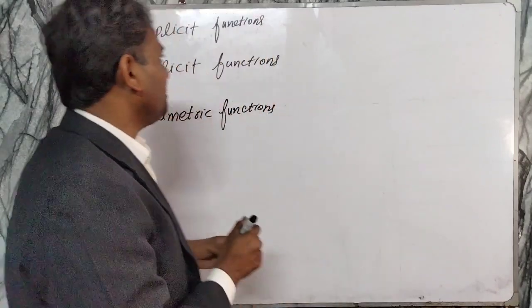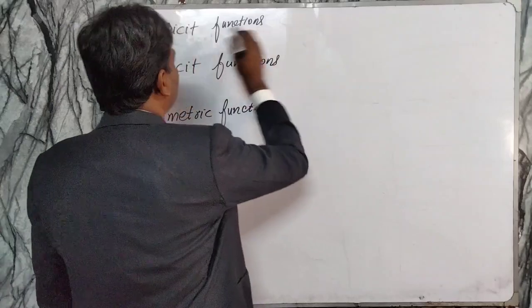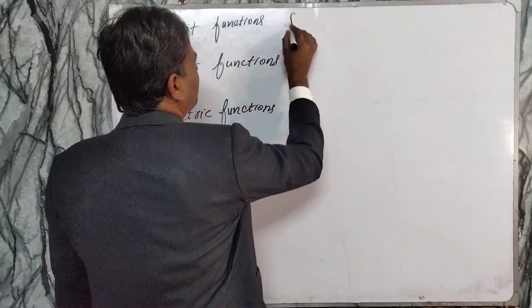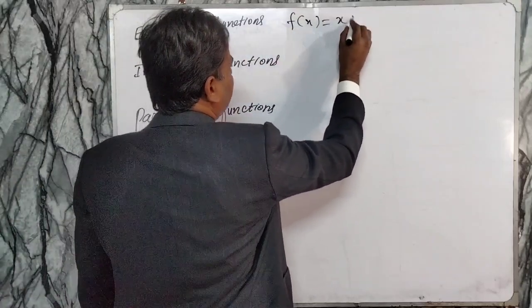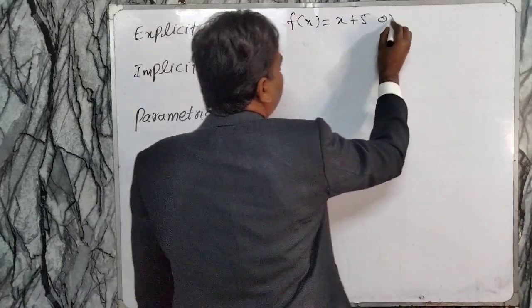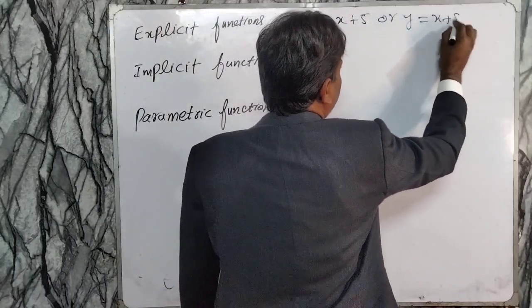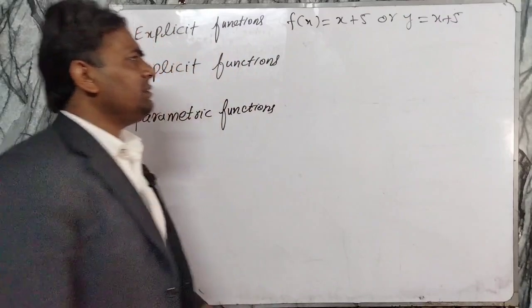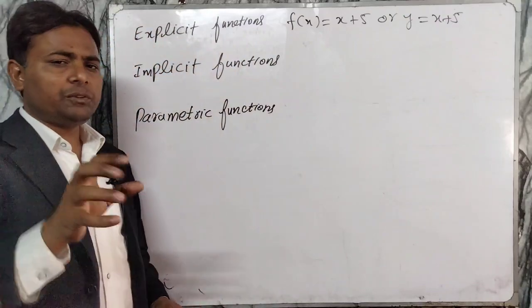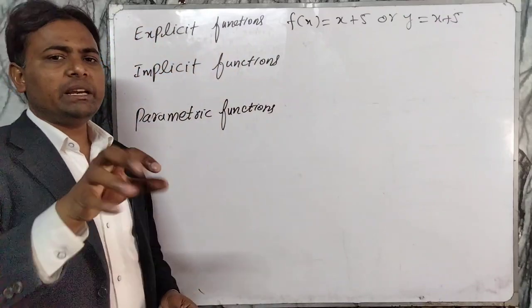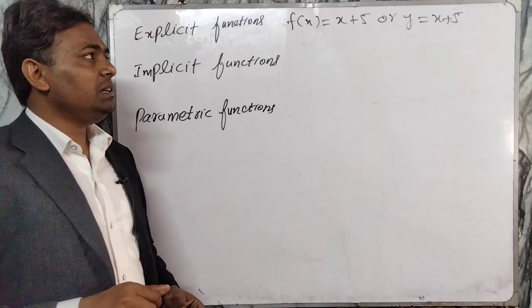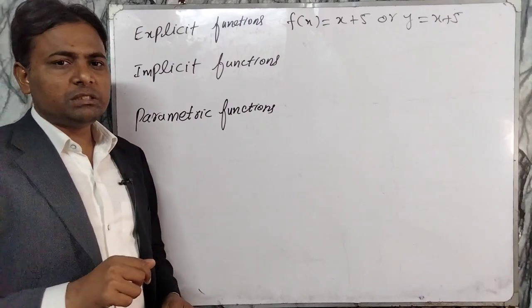I give you some examples. This is an example of explicit functions. Let's suppose we write here f of x equals x plus 5, or you can write y equals x plus 5. Now look at this function. In this function we can easily find out that y is the dependent variable and x is the independent variable. This function is said to be an explicit function.